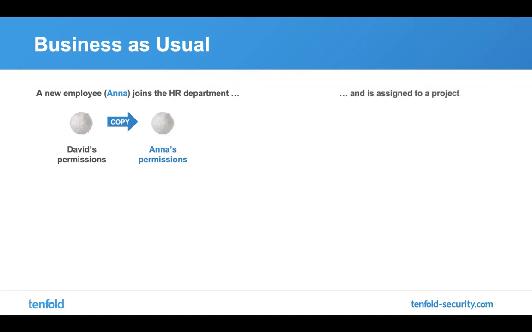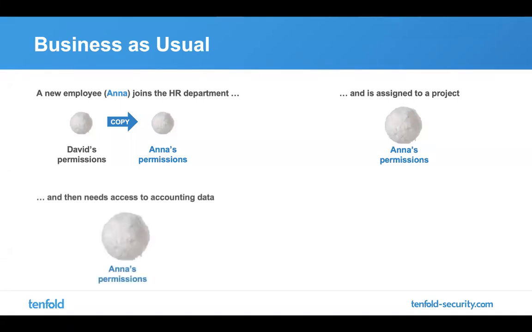After 6 months, Anna's going to join a project. She needs access to data for that project, and that data is held in finance. So Anna is given access to that accounting data. When that project's finished, Anna's then going to move to a different department. She likes financing so much, she's moved to the finance department. But again, what permissions does she need?